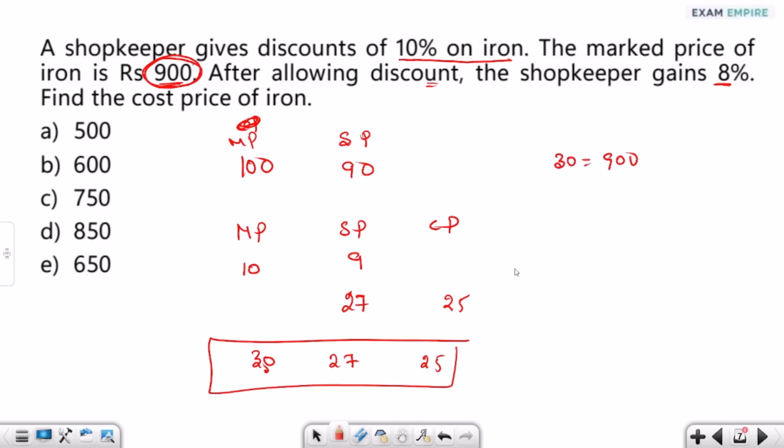And what we need to find is the 25 parts. So 25 parts is equal to how much? Cross multiply, so the value of x will be 900 into 25 by 30. What is 30 into 25? 750. So the answer for this particular question is 750. Next.